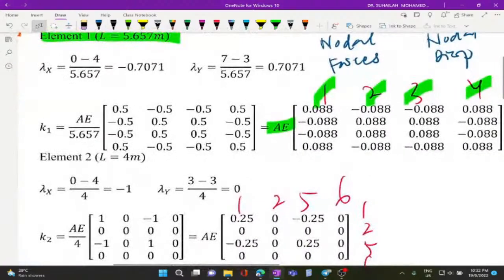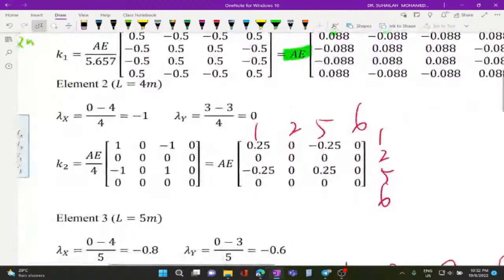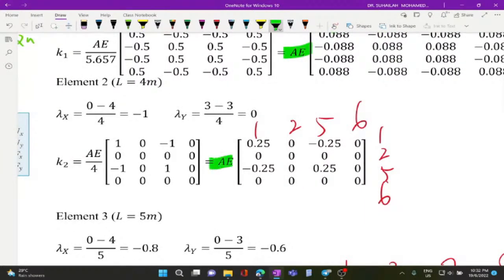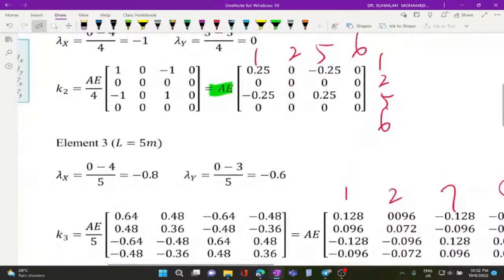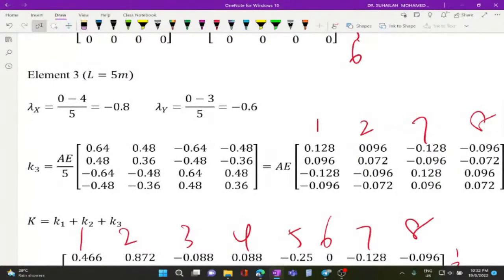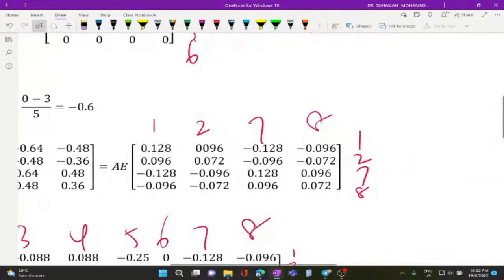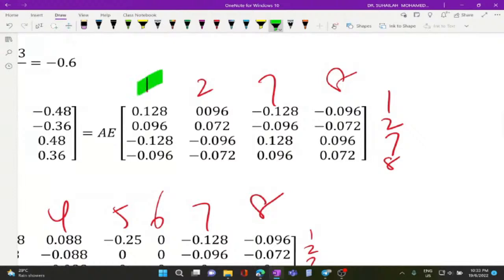Okay, so for this step, we establish K1 in terms of AE, and then K2 in terms of AE. The label for K2 will be 1, 2, 5, 6, as I mentioned just now. Then we go to element number 3. Again, we use the formula for lambda X and lambda Y, and we use the formula to calculate the element stiffness matrix. We get this 4 by 4 matrix, and the label will be 1, 2, 7, 8, because we label from the near end to the far end, and each end has 2 degrees of freedom.